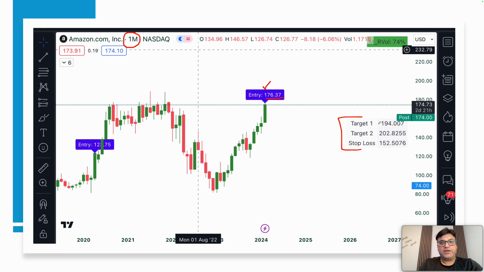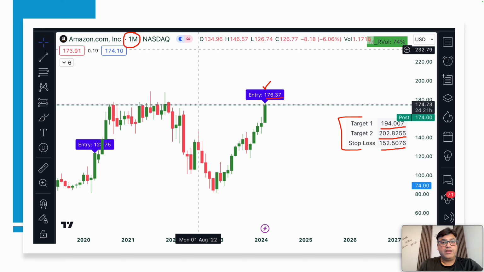My first target I'm going to take is 194. My second target I'm going to take is 202, and I will have my initial first month stop loss as 152.50. What quantity you need to buy and how you are entering this, you can follow my risk management techniques, but based on my entries, this is how basically I will make entry.